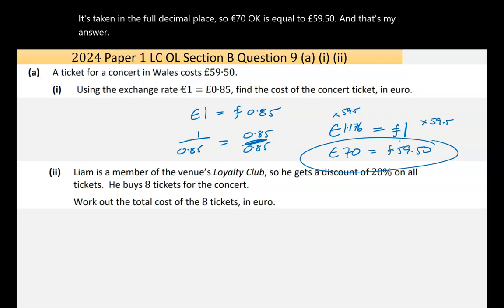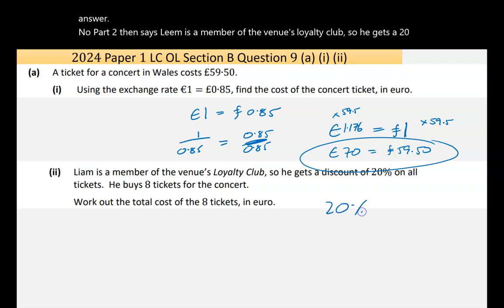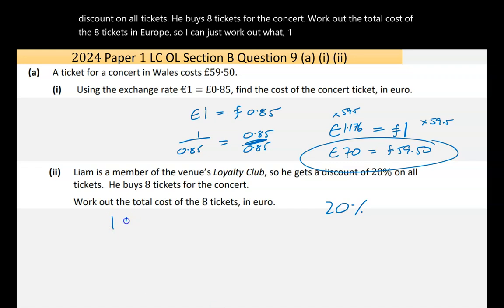Now, part 2 then says Liam is a member of the venue's loyalty club, so he gets a 20% discount on all tickets. He buys 8 tickets for the concert. Work out the total cost of the 8 tickets in euro. So I can just work out what one ticket is. So one ticket is equal to €70.